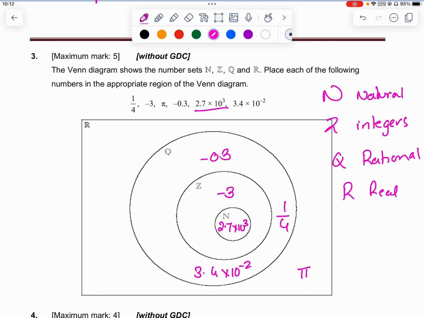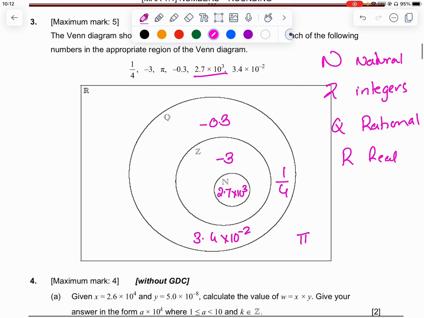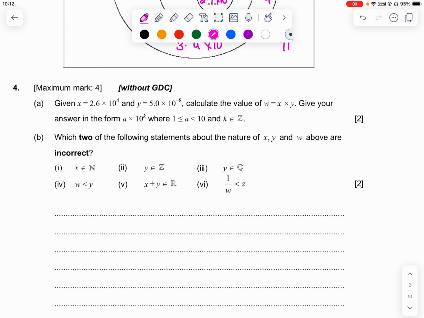So 1, 2, 3, 4, 5, 6. So 6 numbers are there. I have written all the 6 numbers. Question number 4. X is given, y is given. Calculate the value of w equals x times y. Give your answer in the form of a times 10 to the power of k.